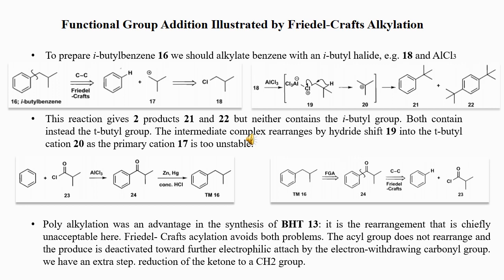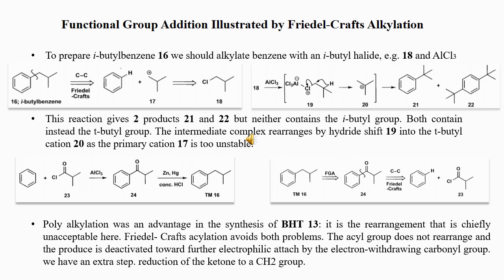and the primary cation, which is actually formed after the removal of chloro, is rearranged by hydride shift into 20, the tertiary butyl cation. It converts by hydride transfer into the tertiary butyl compound. So 17 is too unstable, because you know that comparing the stability of cations, a primary cation is less stable. Primary cation 17 is less stable than 20. So the rearrangement takes place, which converts less stable cations into more stable cations.